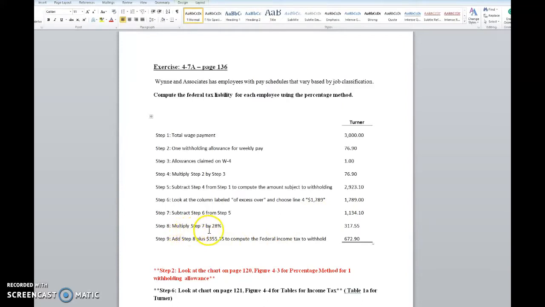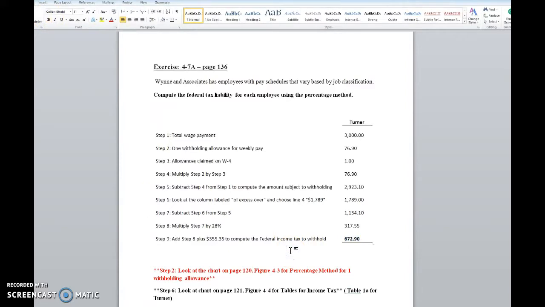We're going to multiply step 7 by 28%. The 28% comes from the table located on page 121, table 1A. Then on step 8, we're going to add $355.35 to compute the federal income tax to withhold. So 317.55 plus 355.35 equals $672.90.